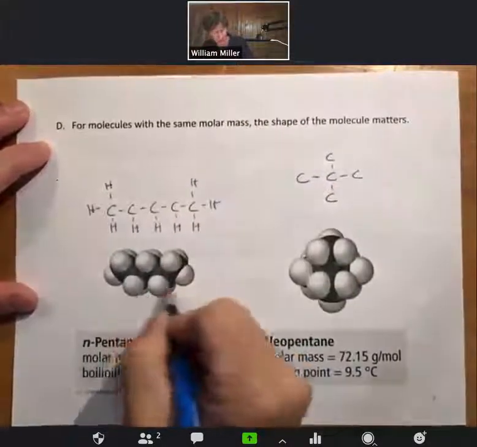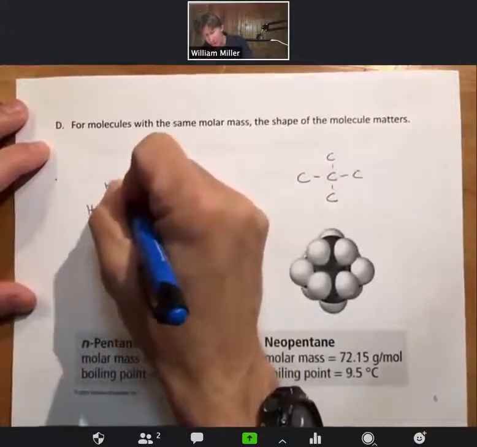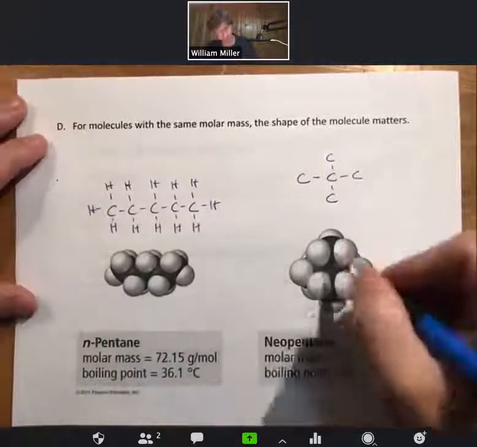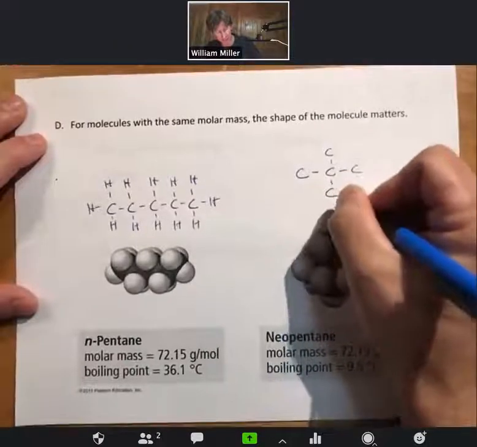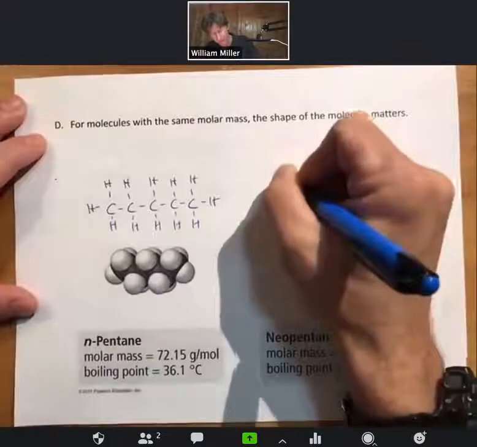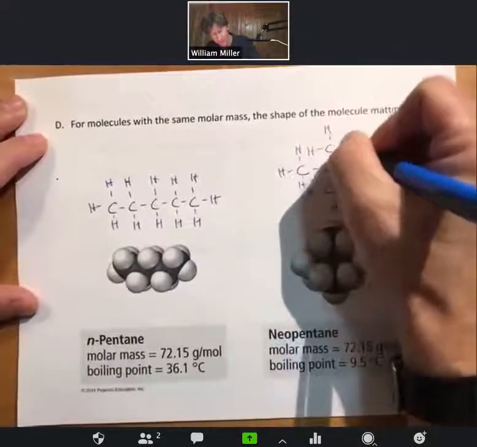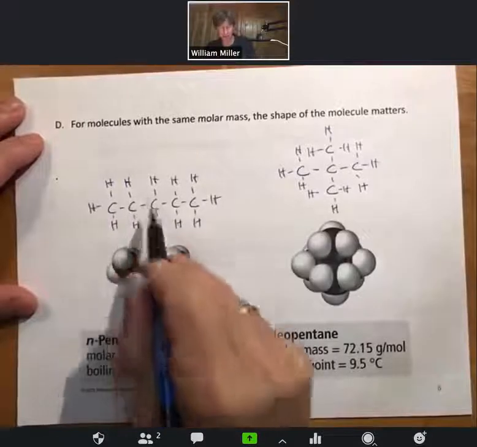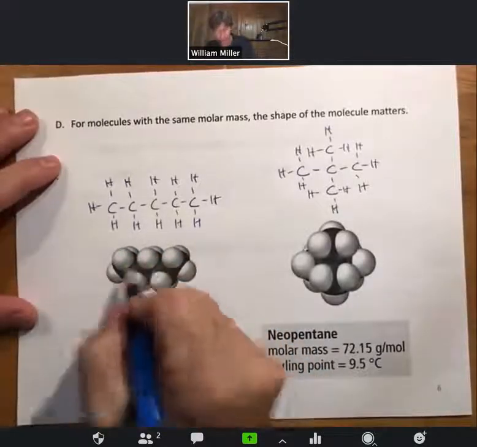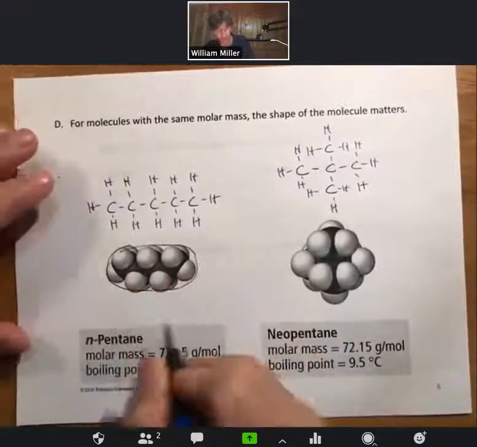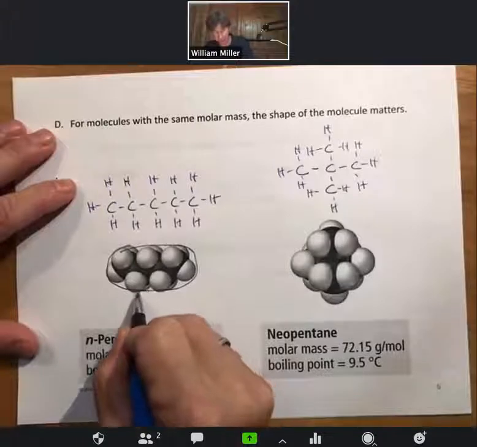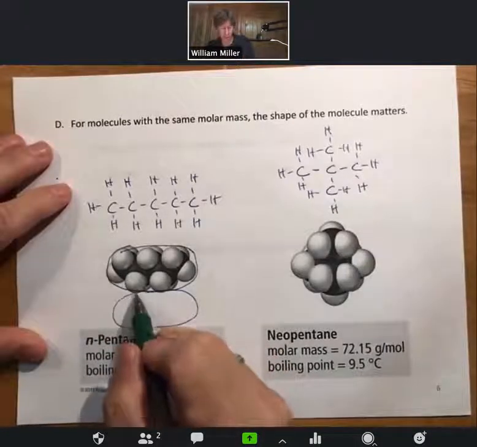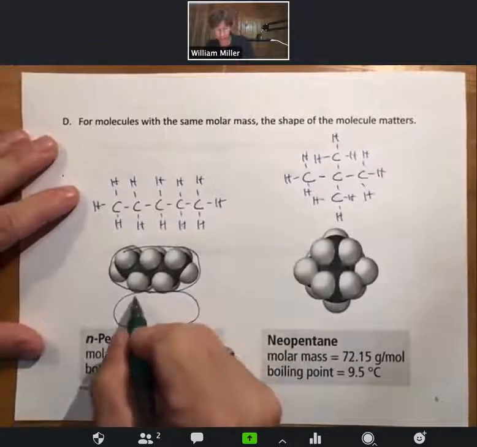The space filling model, which is what this is called down here, shows you more or less what the size is, but you can get the idea that with 5 carbons in a row, it's a longer molecule. With 5 carbons in a plus shape, it is a smaller molecule. And the idea here is that when two of these molecules interact, I'm going to consider this to be an oval. And then if we have another molecule, it's going to have the same shape. These two molecules can have these fluctuations, these LDF between all of these atoms.